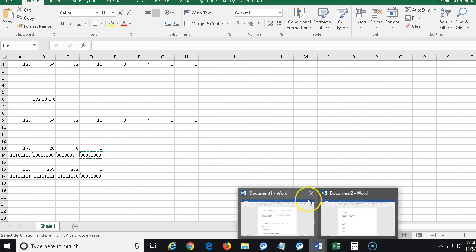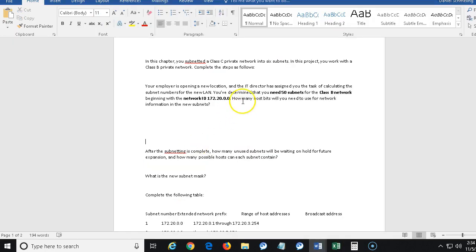So for our question here, how many host bits will you need to borrow? 2 to the n minus 2, we borrowed 6, right? Then after subnetting, what is our subnet mask? We know it's 255.255.252.0.